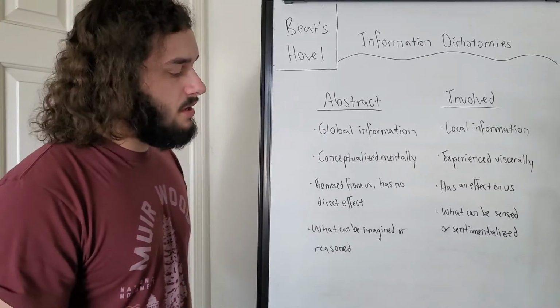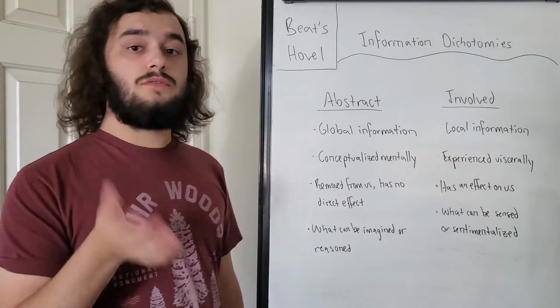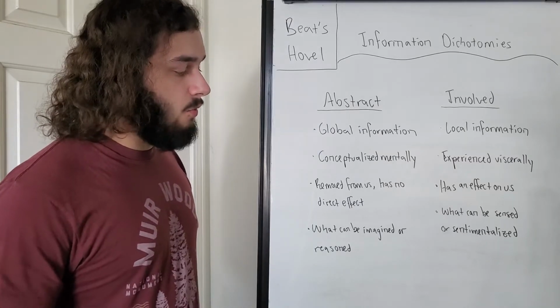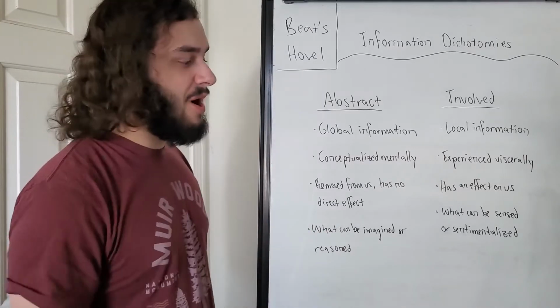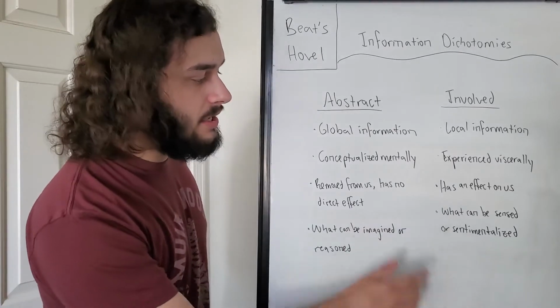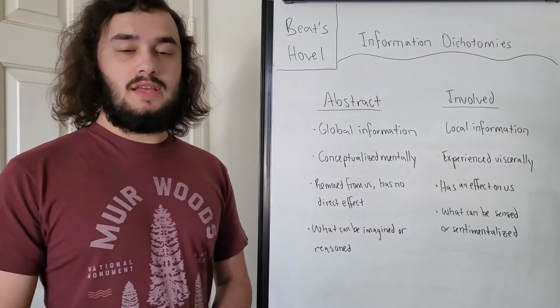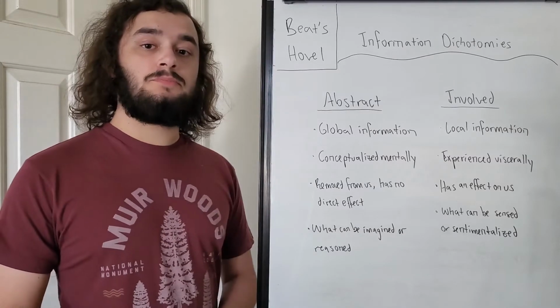So the comprehensive overview of abstract and involved is abstract being what can be imagined or reasoned. So you can see we did another swap again. And involved information, what can be sensed or sentimentalized. So yeah, that's abstract involved. Hopefully, again, like all the others, that was an easy one to follow.